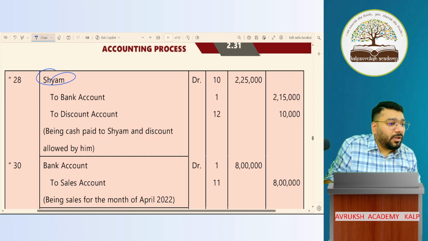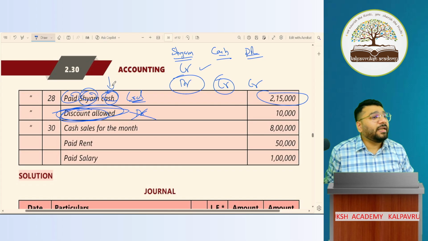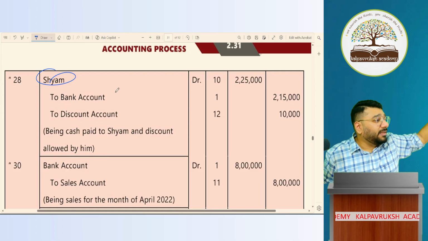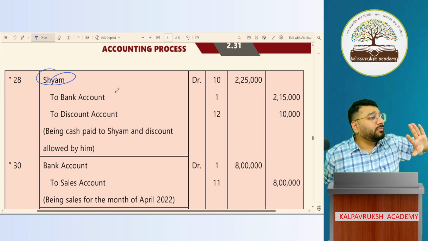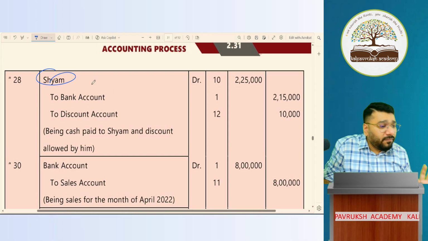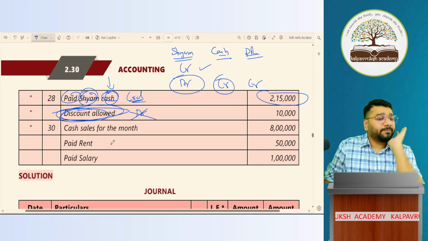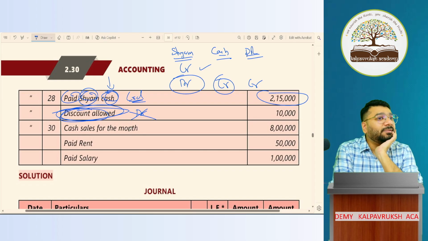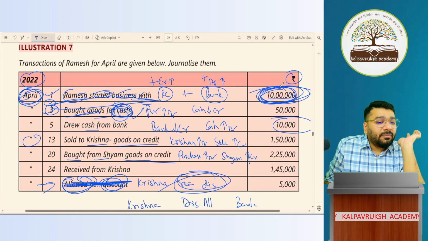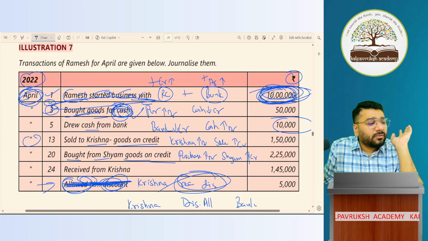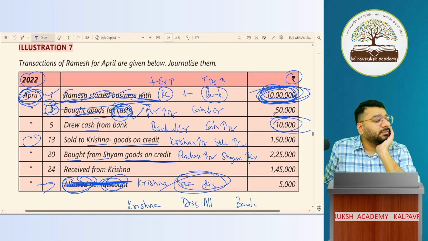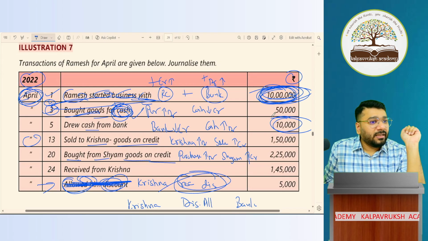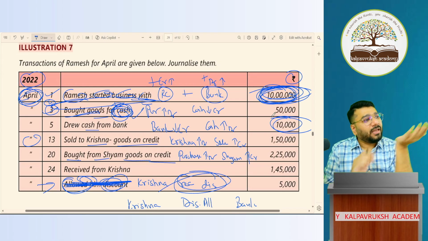Sham, donkey fellow, look at them. They said cash, but the payment was made through bank. This is a tricky question. Sometimes they'll do tricky things. You stick on to what we have learned. Now here, I'll tell you what the problem is. There is no cash balance. If you look from the beginning, all the money is there in the bank. And how much have they withdrawn from the bank? Only 10,000 rupees. Do I have anything in cash? No. Can you make the payment in cash?